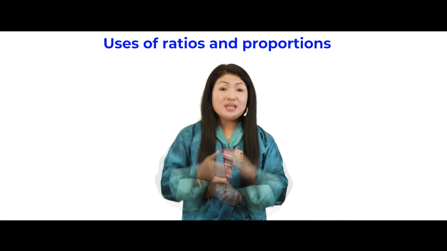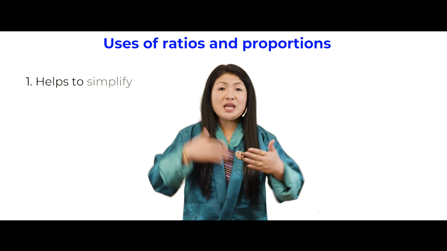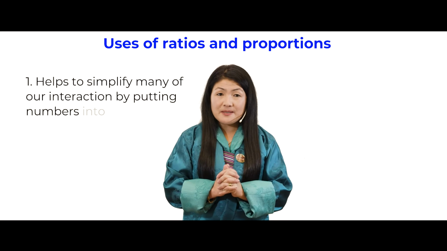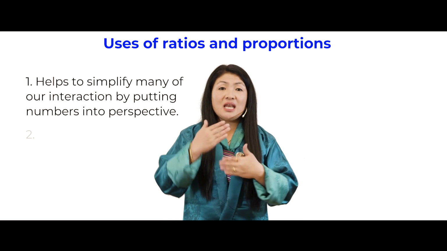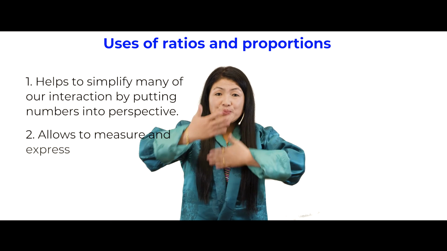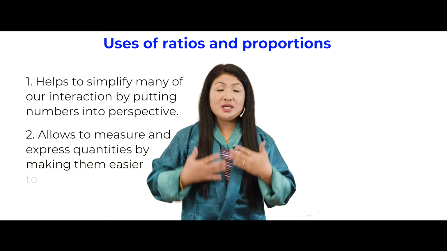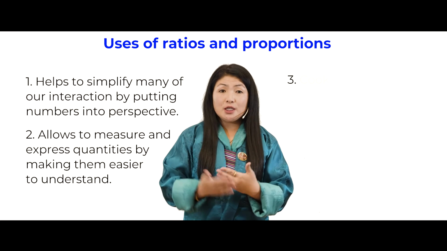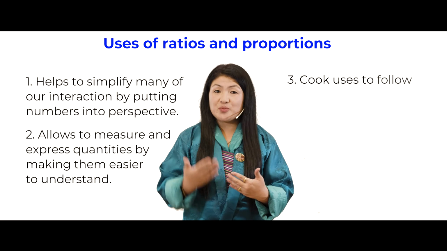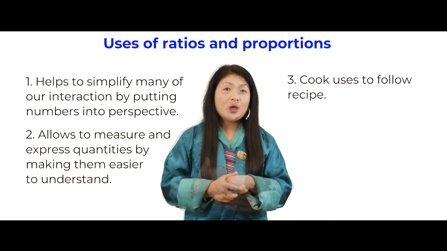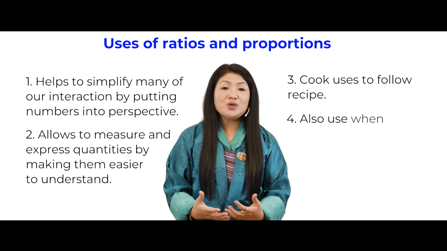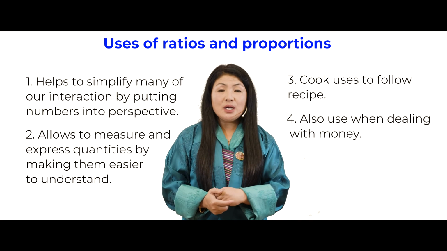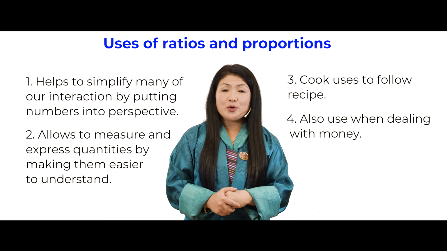Point number 1, it helps us to simplify many of our interaction by putting numbers into perspective. Point number 2, it allows to measure and express quantities by making them easier to understand. Point number 3, even cook uses to follow the recipe. Point number 4, be used when we are dealing with money, like starting a business or anything. So that's all about ratio and proportion.